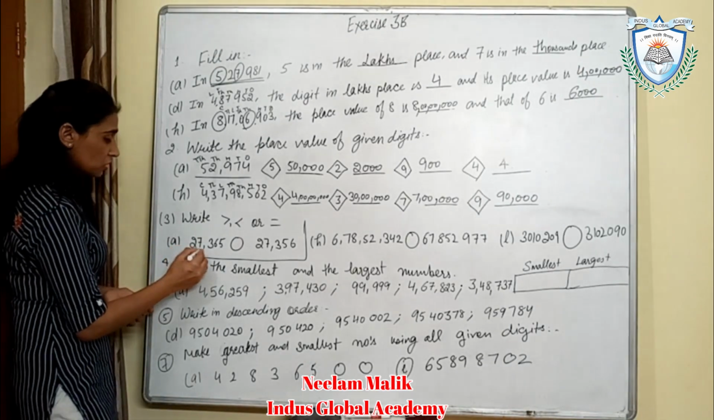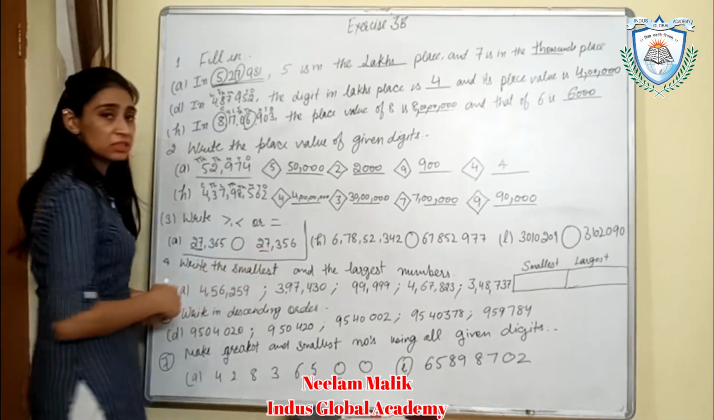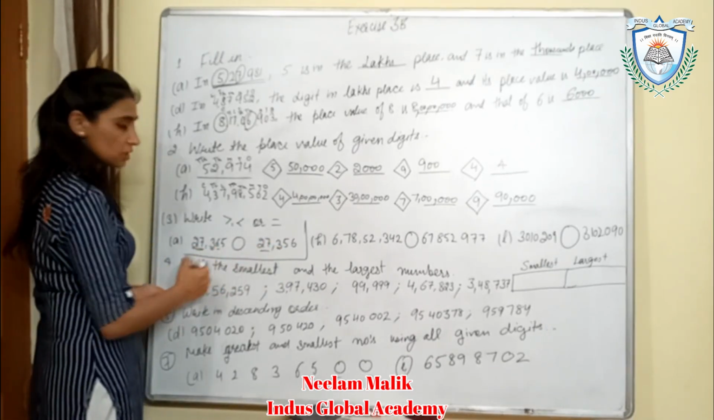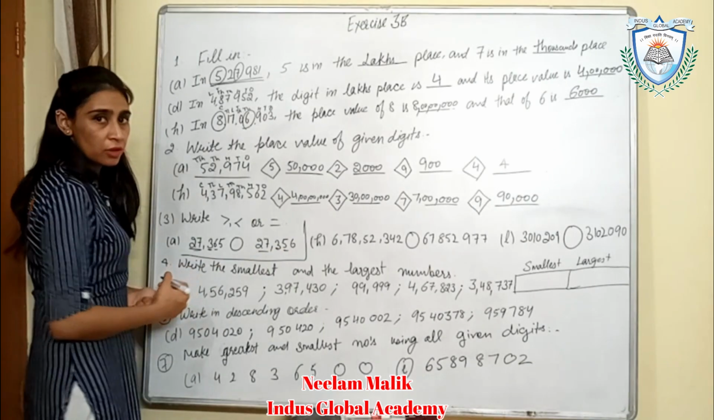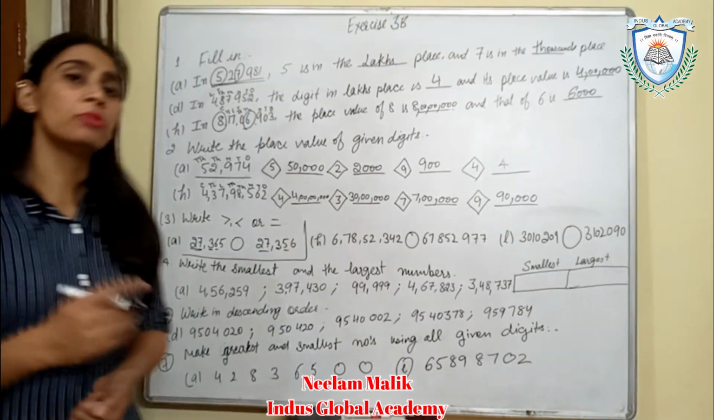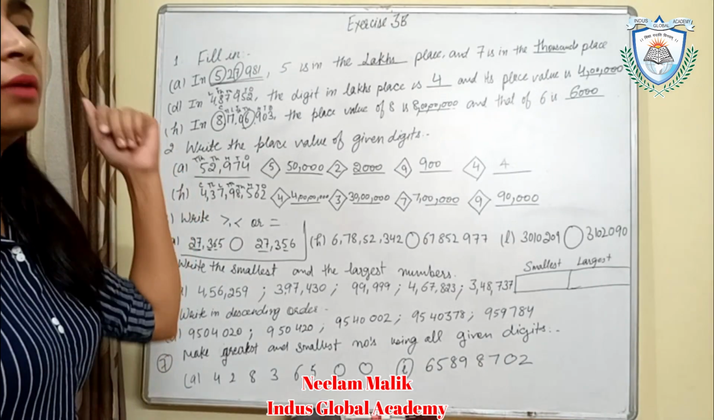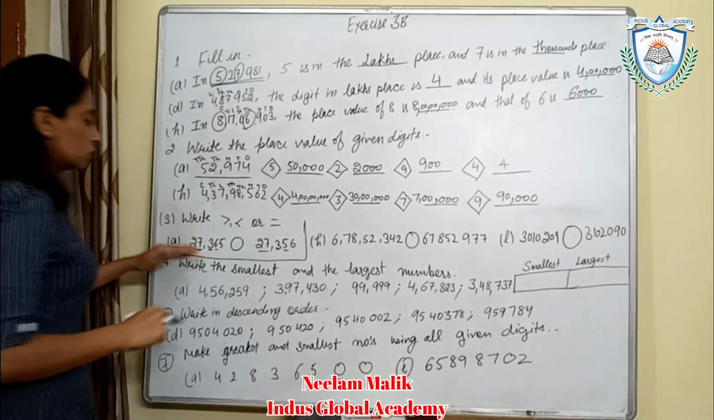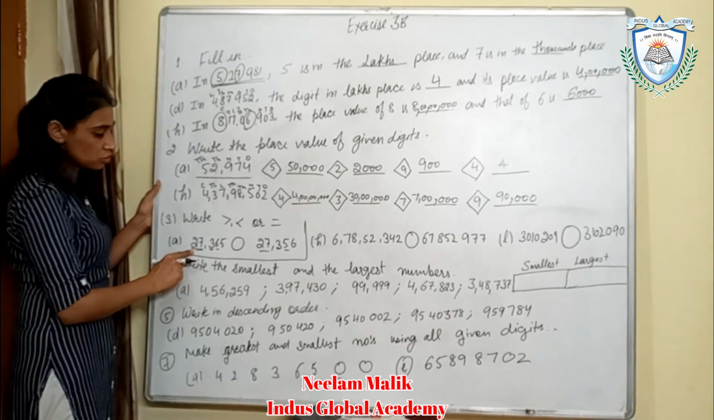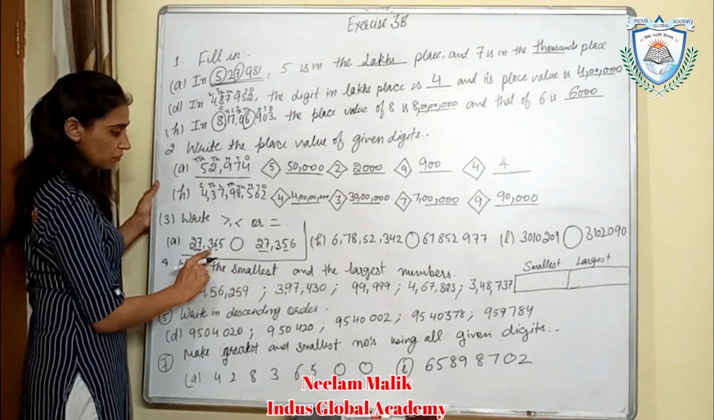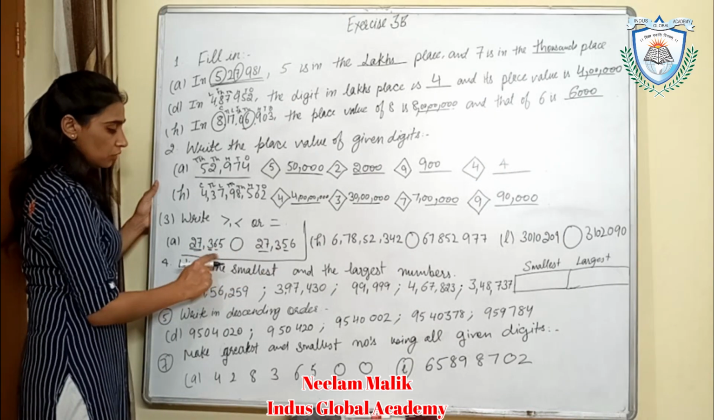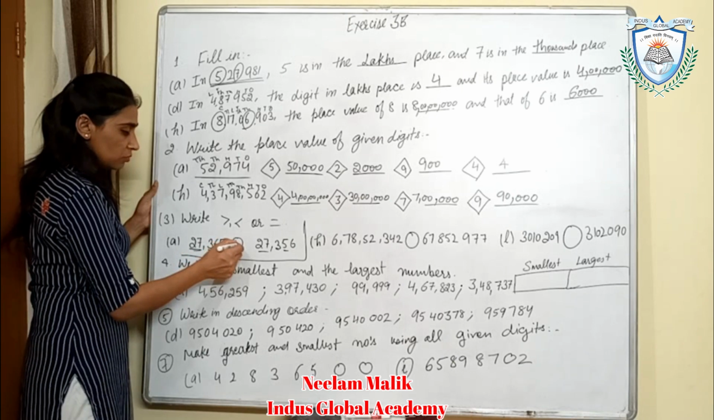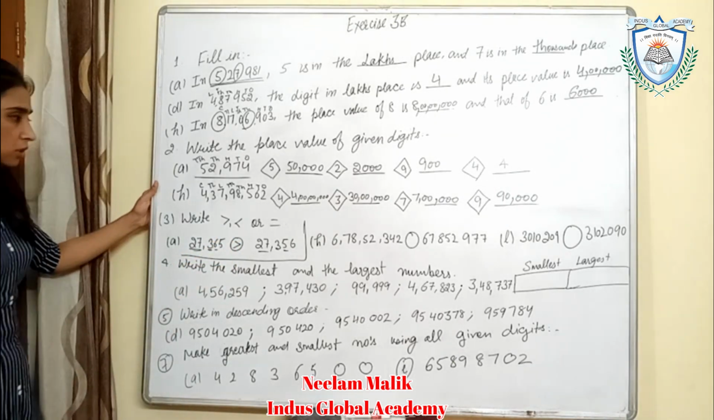This is 27, this is also 27,000. So next will be 3. This is also 3. Next is 6, and here is 5. We will start doing comparison from the left hand side, and we will compare each digit. First 2 both are same. 7 same. 3 same. Then 6 and 5. Which one is greater? 6 is greater. So that means this number is greater.